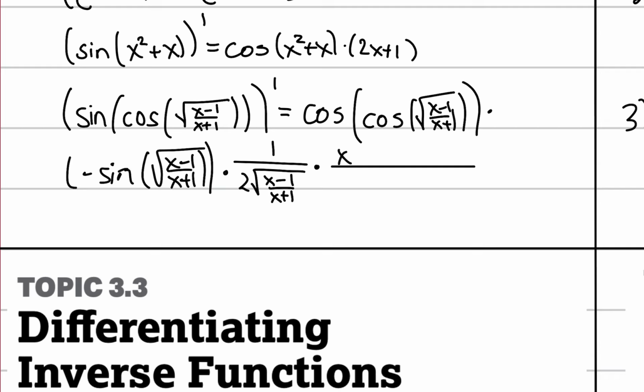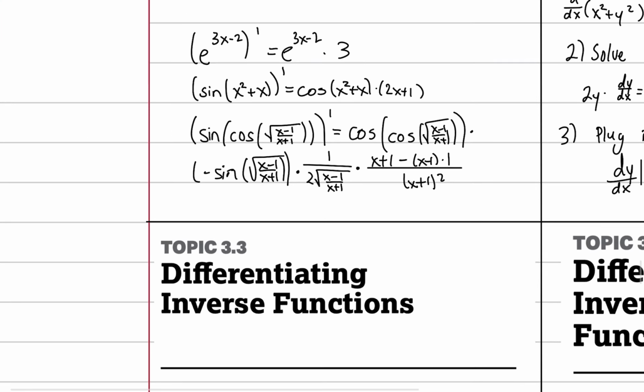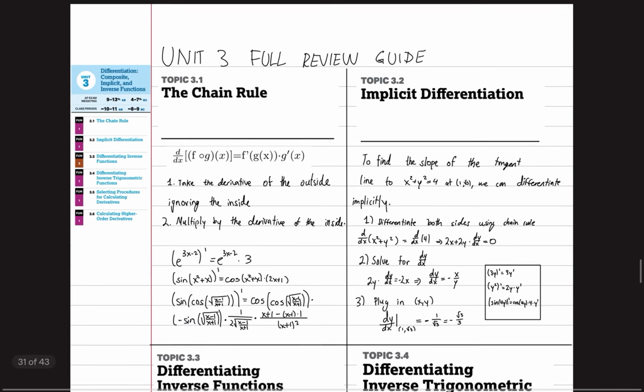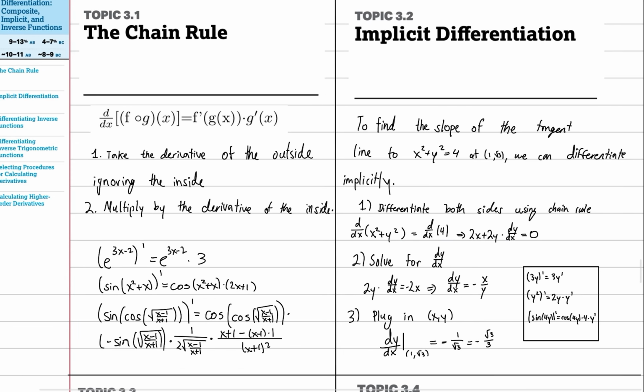Using quotient rule, the derivative of the numerator is 1 times the denominator minus the numerator times the derivative of the denominator, and all of that over x plus 1 squared. You can simplify it, but the important part is getting the derivative down. Topic 3.2 relies on the chain rule heavily, so you should know it.